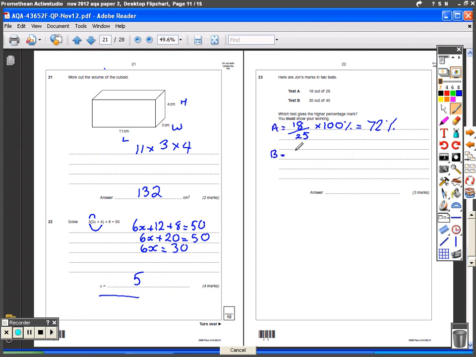Do the same for test B. He got 30 out of 40 in test B. Multiply your answer to 30 out of 40, or 30 divided by 40, by 100. We get an answer of 75%. So which is that higher percentage mark? B gives the higher one of 75.